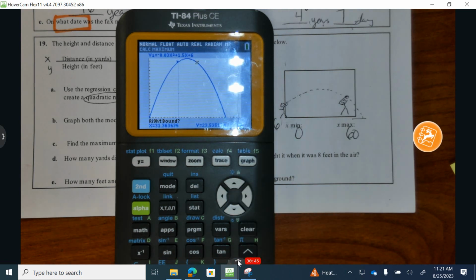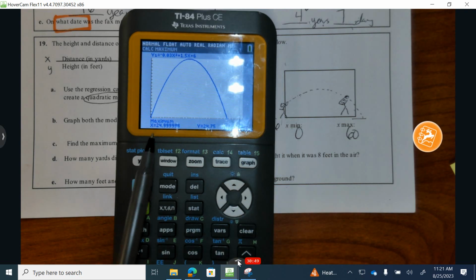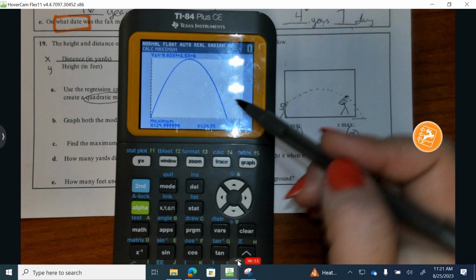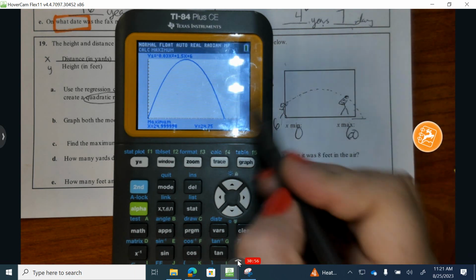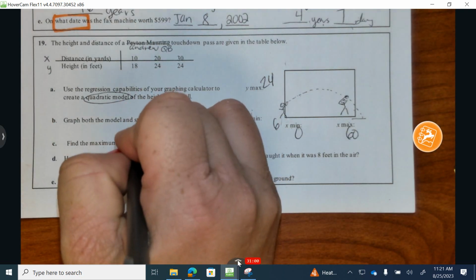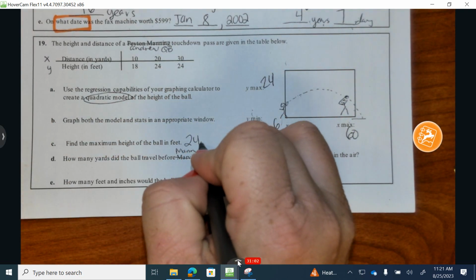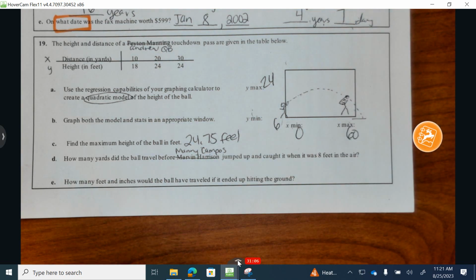Somewhere to the right. And now there was big confusion about this. How do I know if it's the X or the Y? Again, Y is going to be the height. Your X is the distance the ball travels horizontally. So 24.75, 24.75 feet. That's how high the ball goes off the ground. It's a pretty high thrown ball.